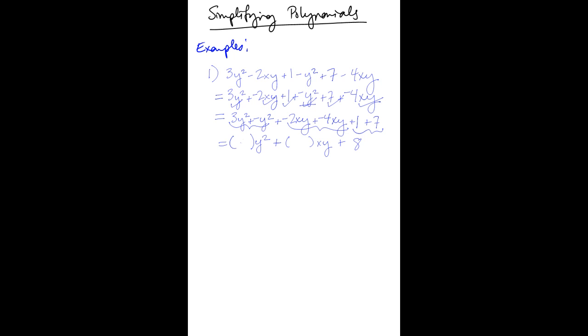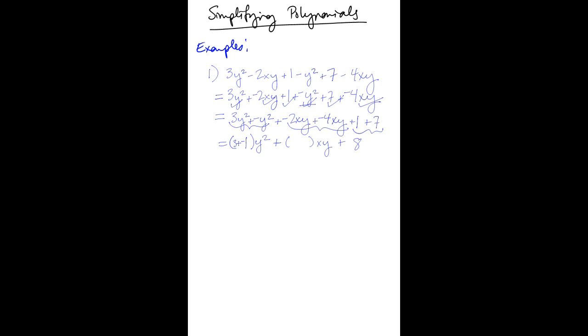And so what am I adding together with the y squared? I'm adding 3 plus, and that negative in front of the y squared is really a negative 1. Negative y squared is just the same thing as negative 1y squared, because negative 1 times y squared is just negative y squared.